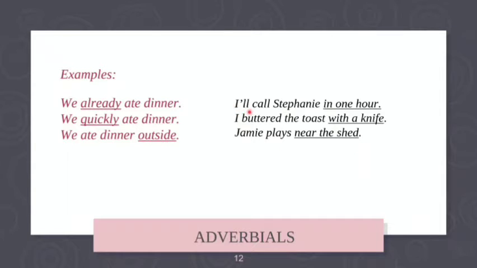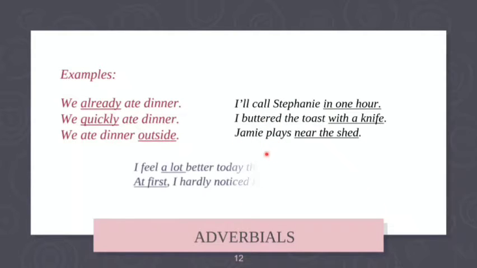Like for example number 1, I'll call Stephanie in 1 hour. This underlined phrase is an adverbial because it answers the question, when will I call Stephanie? I buttered the toast with a knife. These underlined words are a prepositional phrase, and they are also adverbials that answer the question, how did I butter the toast? And Jamie plays near the shed. These underlined words are adverbials, and they answer the question, where did Jamie play?